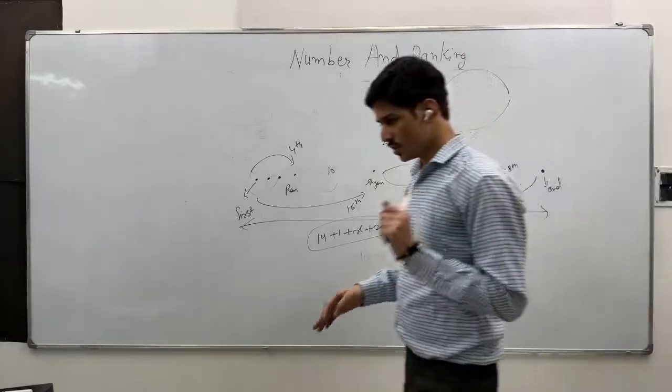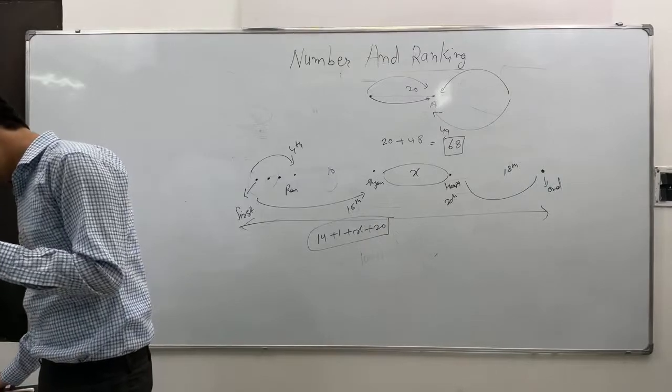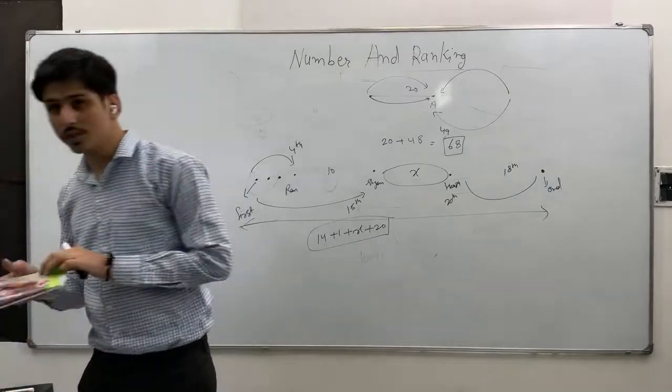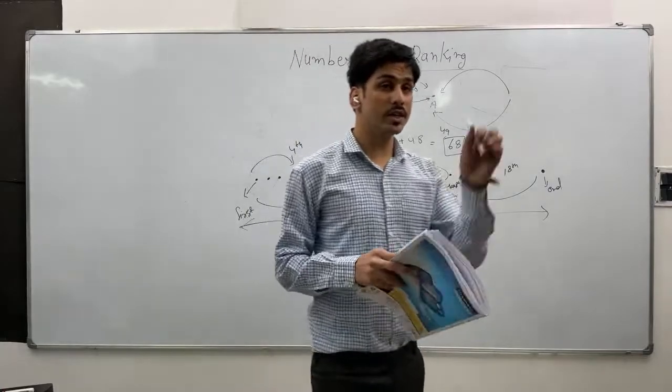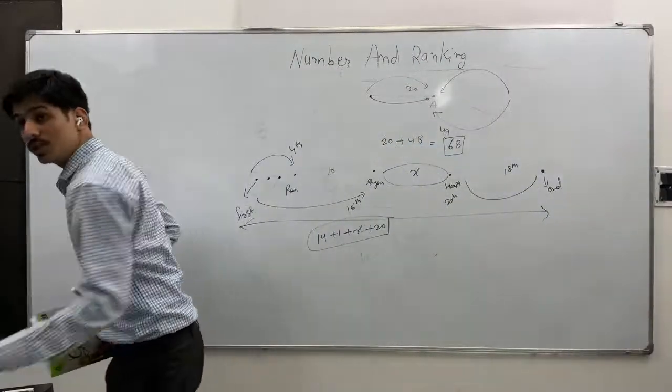Okay. So this is the category 2 type of question. Now we'll move to the next category, category 3. What happens is, let's say between 2 students someone is sitting in the middle. That kind of question we'll see. This one is clear, right?